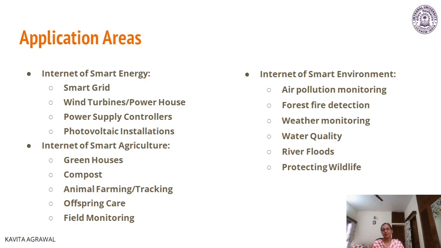Then we have weather monitoring system which will prompt us if it is sensing some kind of disaster which is about to happen. Something like maybe there's a flood which is about to come, maybe there is some kind of avalanche which is going to happen. So these weather monitoring systems will prompt us for that.